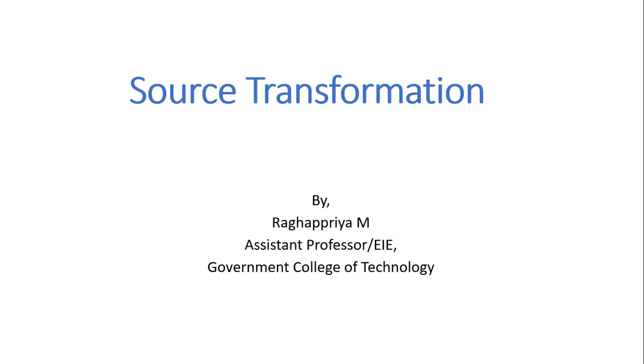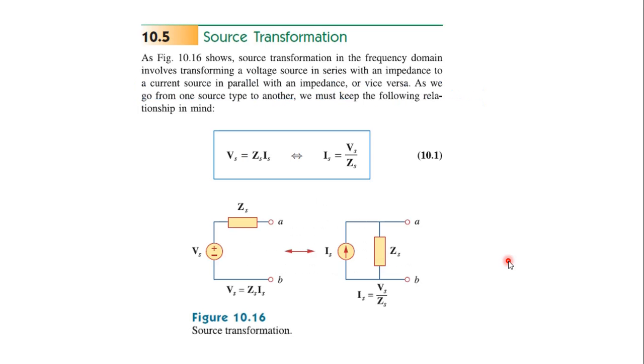So in this video, let us discuss the source transformation. In a circuit, we'll be having a number of voltage sources and current sources. A voltage source can be converted into a current source, and a current source can be converted into a voltage source. That is what source transformation means. So let's move into the concept.